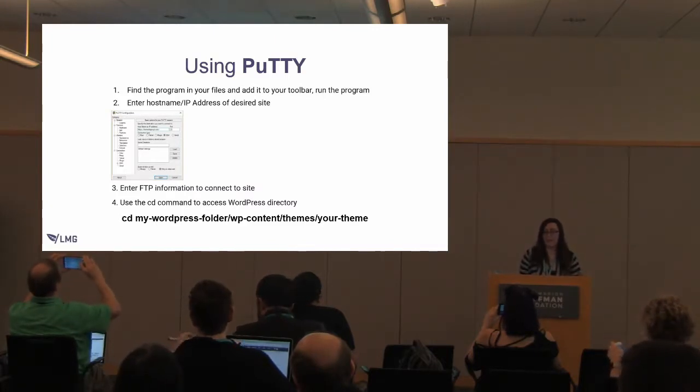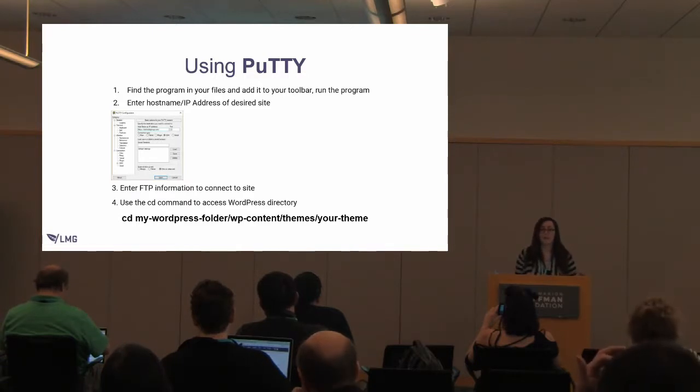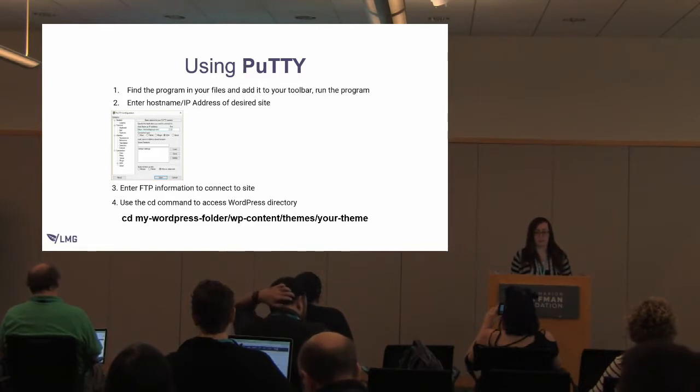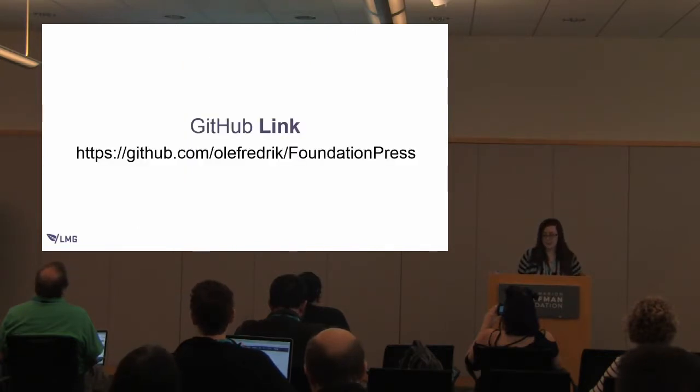Then once you open it, you're going to see this screen here. In this first section, you're going to enter your host name or the IP address of your desired site, and then the correct port. Then you'll click on open, and then on the next screen, you just enter in your FTP information to connect to the site. And you use the cd command, or change directory command, to access your WordPress directory. And I've given you an example of what that command looks like. So you just go to your WordPress folder, wp-content, themes, and then wherever your theme file is.